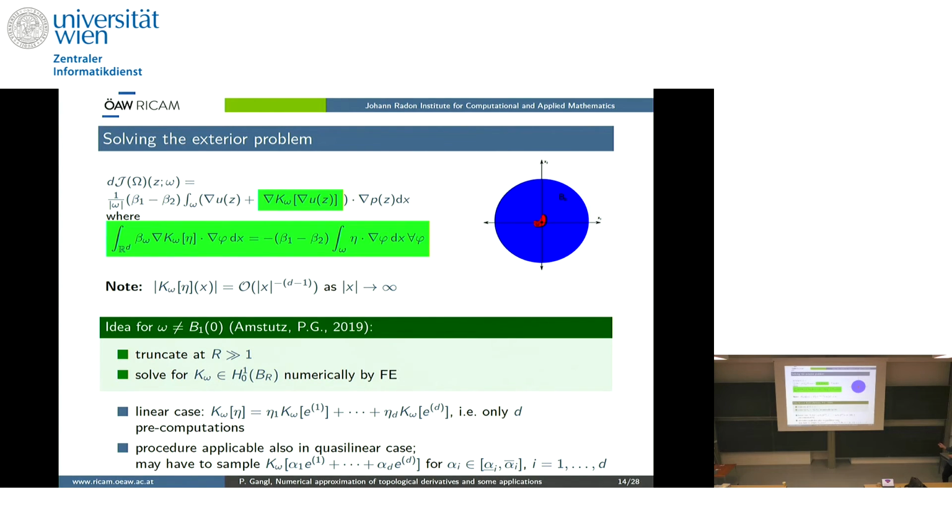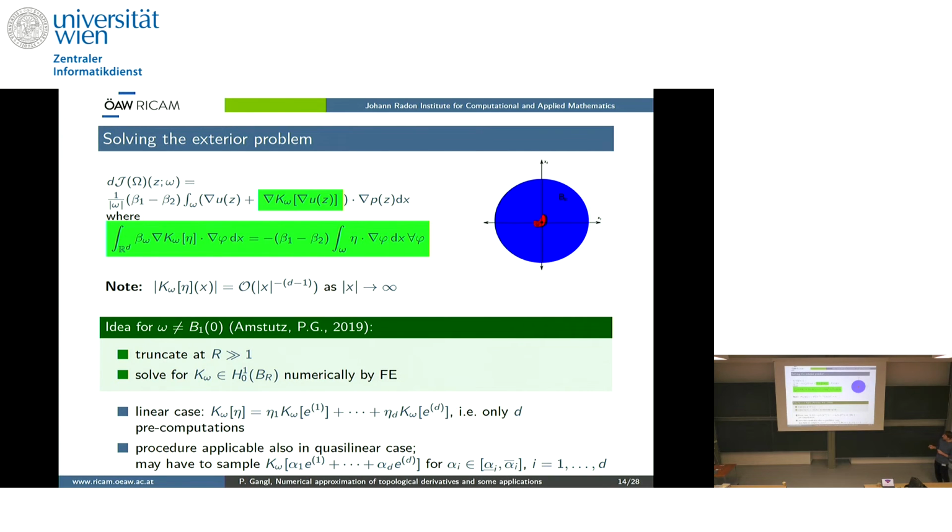So that means, in particular, if we cut off this unbounded domain at a certain large enough distance, the error that we make might not be too bad. And that's the basic idea, that we truncate the unbounded domain at a certain radius r that is larger than 1, but doesn't have to be too large in practice, and solve for this exterior problem, which is now not an exterior problem anymore, solve this problem numerically by finite elements.